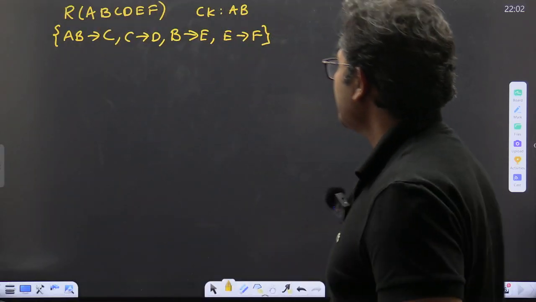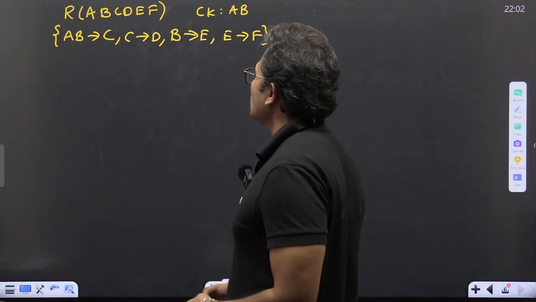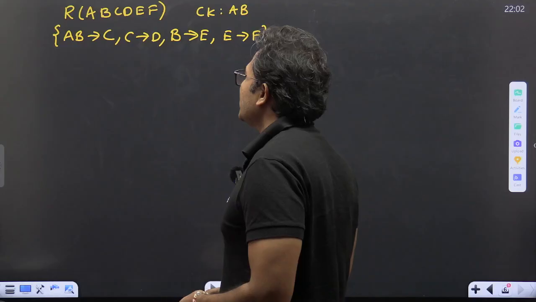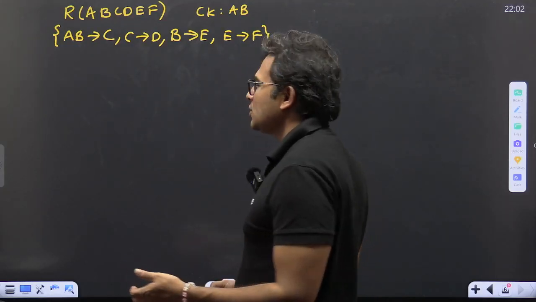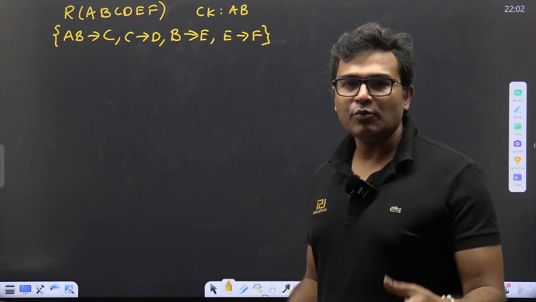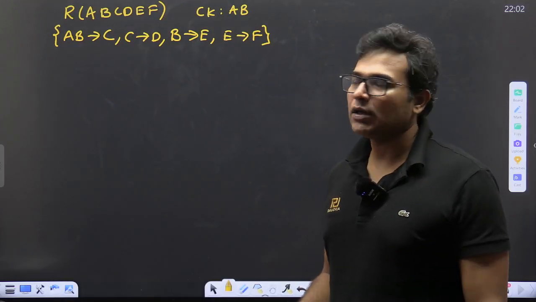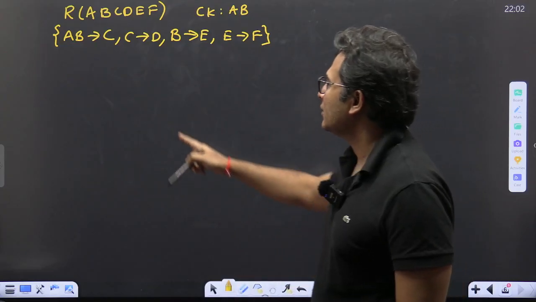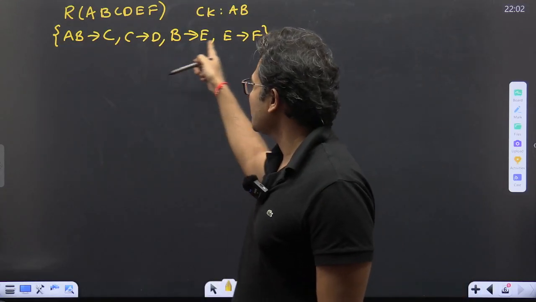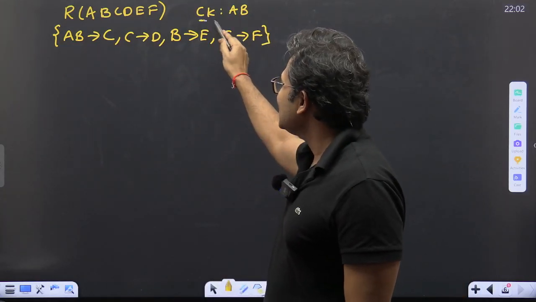So let us see this example. We want to decompose it into second normal form. Obviously, after we do second normal form, we will decompose it into other normal forms as well. Now if you see this, the relational schema is given and the FDs are given, but the candidate key is not given.